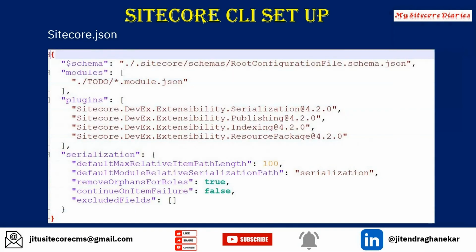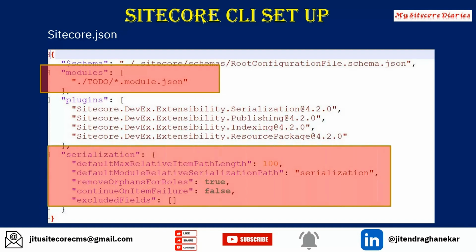So how does the Sitecore JSON file look? If you open the default file, it will look like this. Okay, where you can do your module configuration. Here you see, they have mentioned it to do by default, so it is not completed. So how will we really do the module configuration? That we will see in the coming slides.